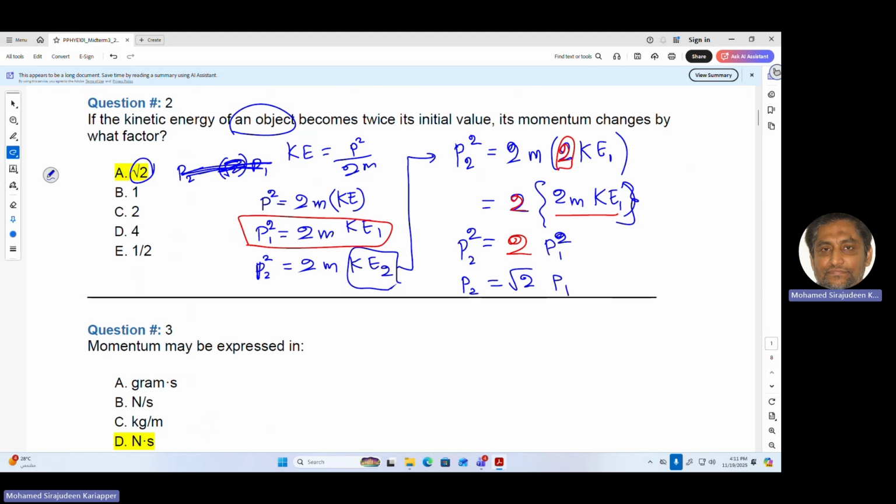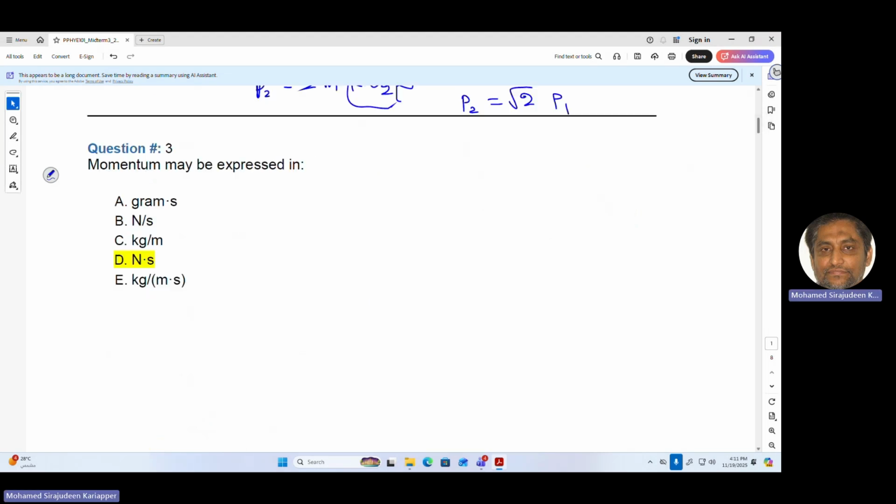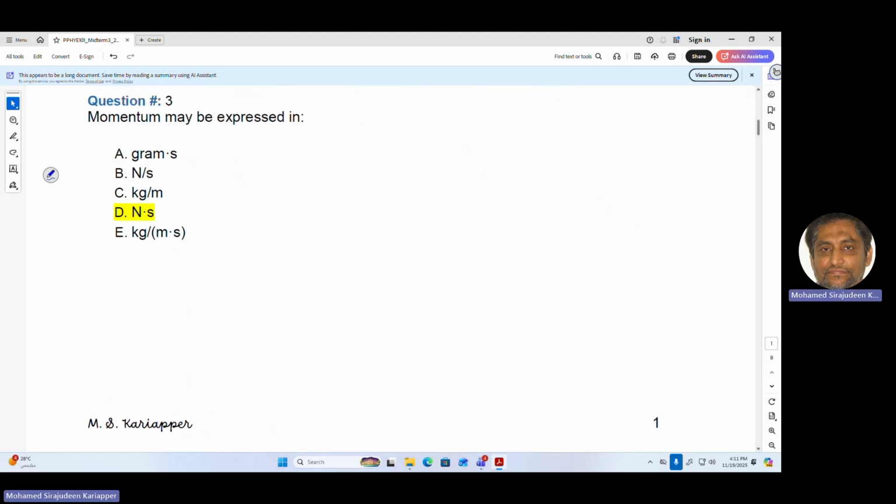All right, next. Momentum may be expressed in the units of momentum. Of course, I know what momentum is. You will say momentum is mass into velocity. So according to that, mass is in kilogram and velocity in meter per second. So you expect the unit to be kilogram meter per second, but that's not there, right? So then you should remember a theorem.